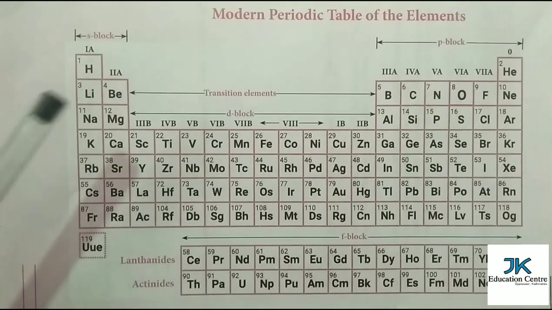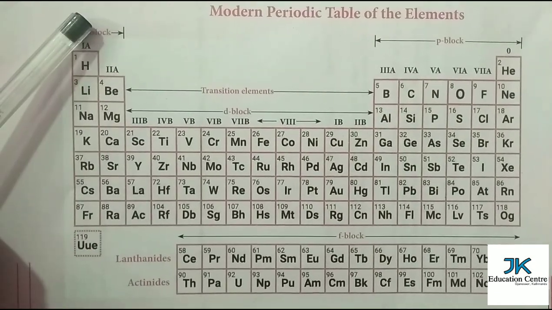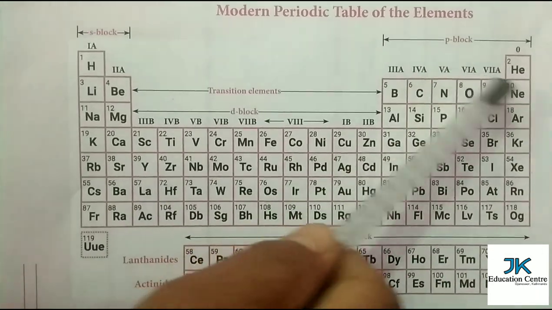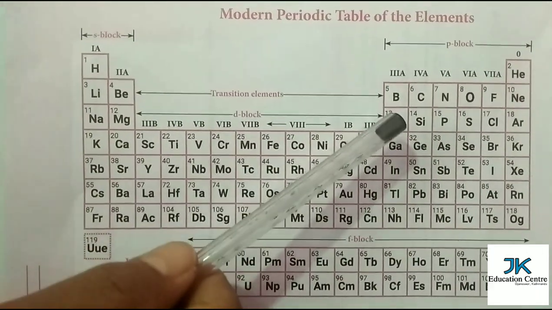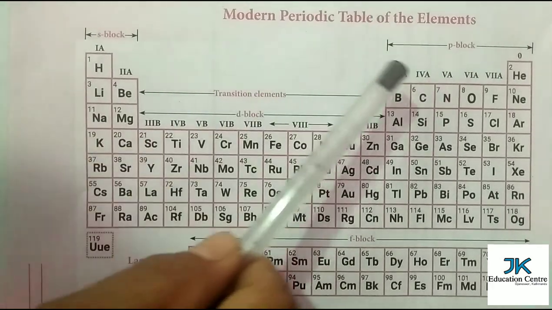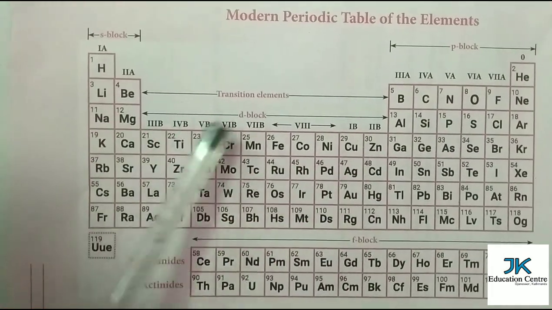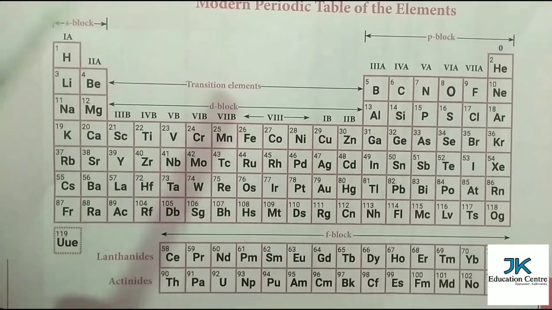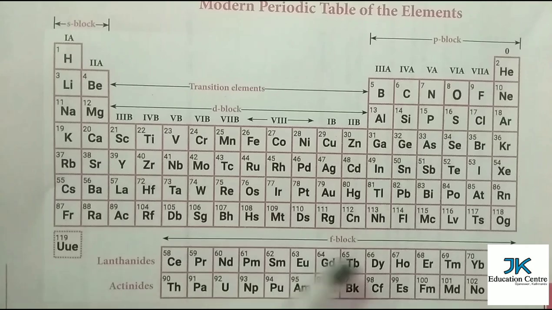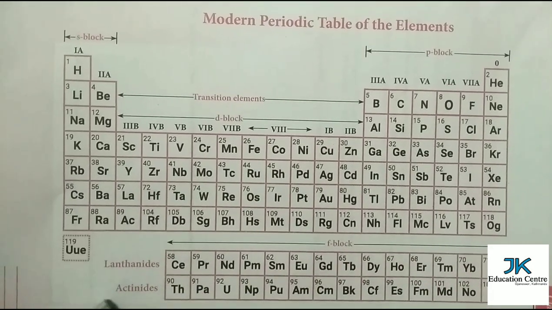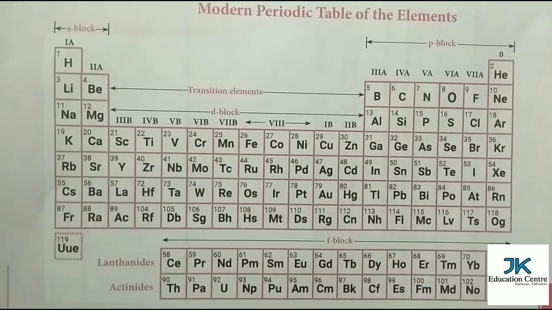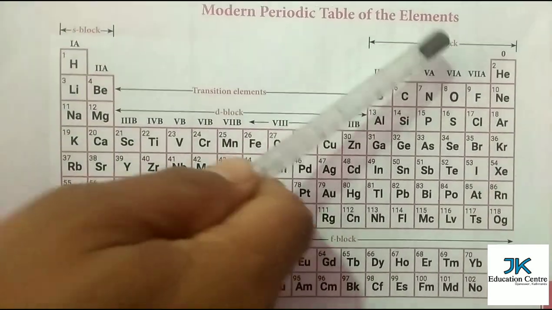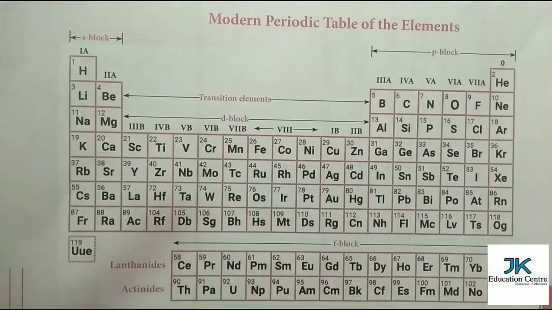Look at this. These two groups make a block, the S block, and 1, 2, 3, 4, 5, 6, these 6 groups make another block, that is the P block. In the middle, there are 10 groups, and they make another block, the D block, and this is another one, the F block. It means the periodic table is divided into 4 distinct blocks. They are the S block, P block, D block, and F block.